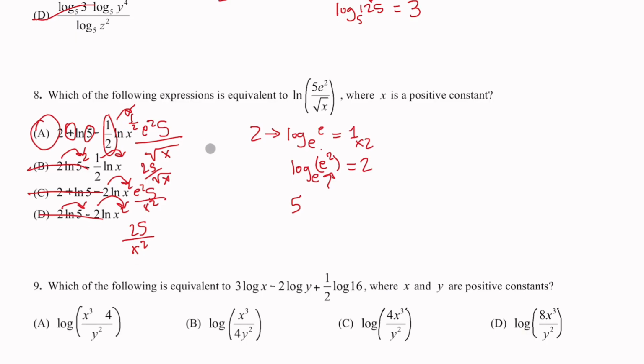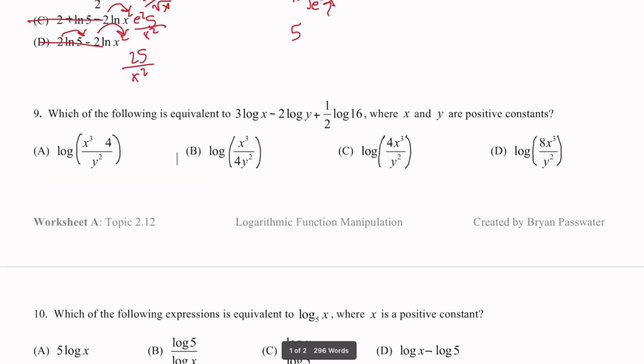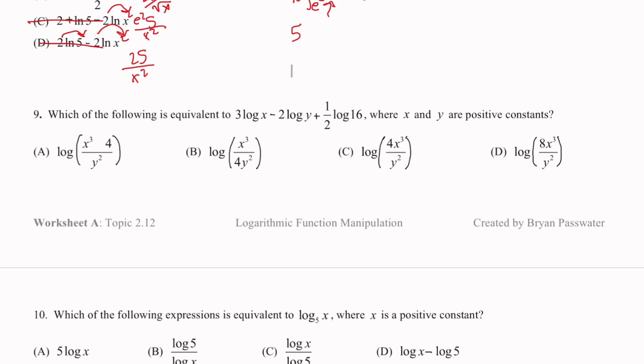Hopefully you got that, because that was pretty fast. Now we have number 9 here, which asks which of the following is equivalent to this, where x and y are positive constants. This number we have to move here, and move this number to here, and move this number to here too. So let's rewrite that up here: log x to the power of 3 minus log y to the power of 2 plus log 16 to the power of 1/2.